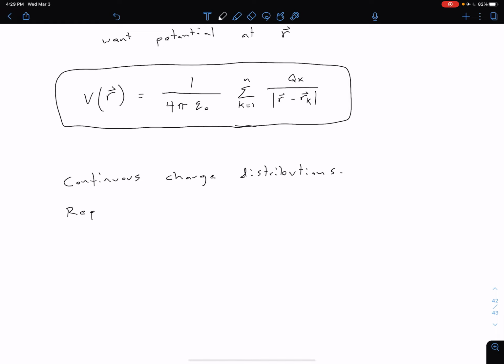So our general approach is to replace our kth point charge with a differential charge. If it's a line charge, that's going to be a differential length of the line times the charge density, as an example. So differential charge, and we're now going to integrate instead of summing.